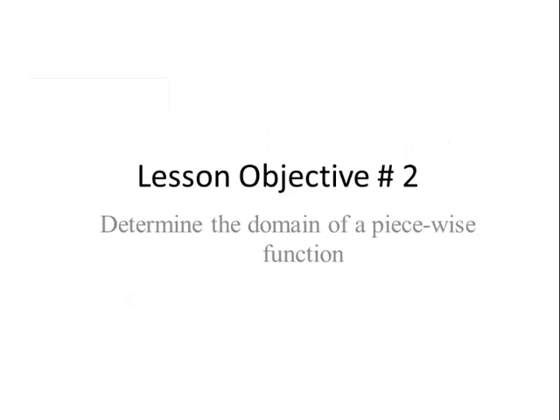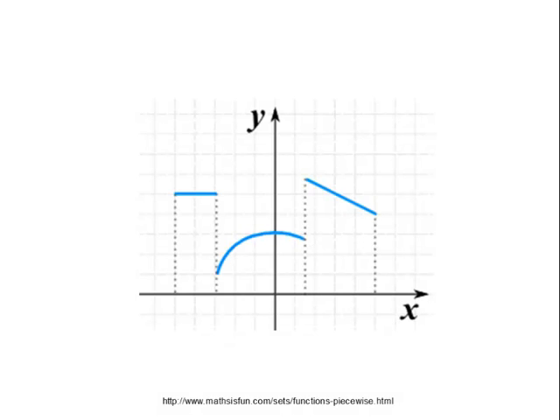Lesson objective: if we are asked to find the domain of a piecewise function, we want to know all the possible x values. So for this graph, the domain would be all numbers from here to here. Now when we're given an equation, we can simply look at how the domain is defined.